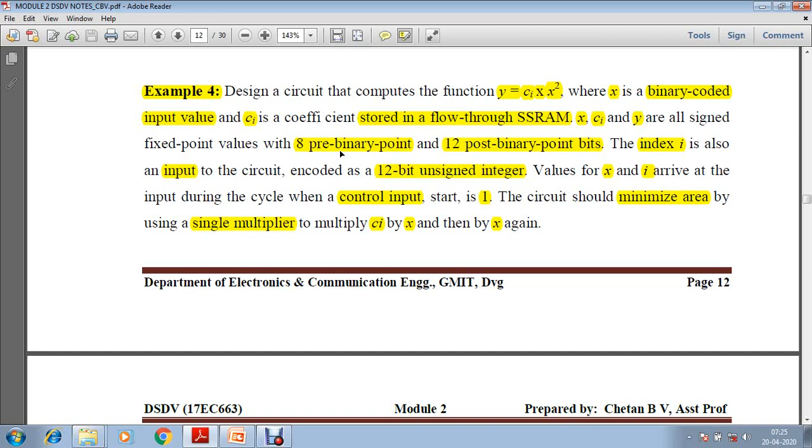The circuit should minimize area by using a single multiplier to multiply ci by x and then by x again. So we have to use a single multiplier which performs ci times x first. After that, the product of this will be multiplied with x again.